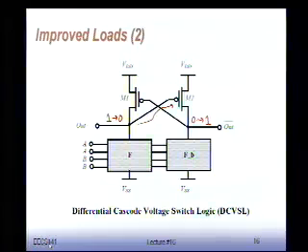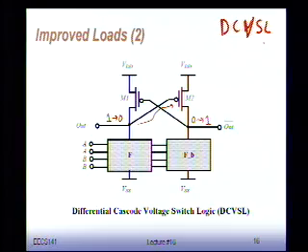Here's another version of this thing. It's the same idea, but somewhat different. It was invented by IBM years ago. Some people call it DCVSL, and I'm trying to remember, differential cascode voltage switch logic, if you want to know. It's differential, there's a cascode device, there's a voltage switch, and it's logic.